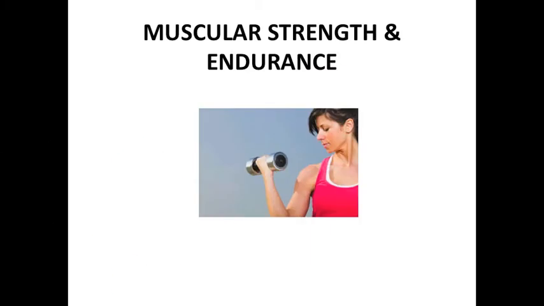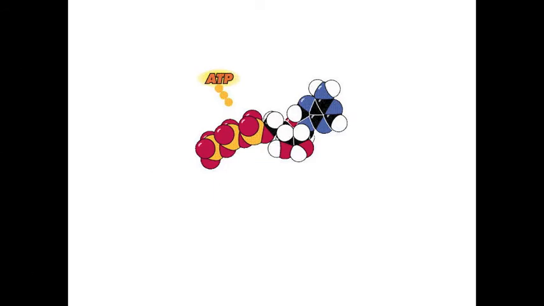Muscular strength and endurance. Anaerobic activity is activity that requires short bursts of energy. Weight-bearing activities such as weightlifting are a type of anaerobic activity that is best for improving and maintaining muscular strength and endurance. Something called ATP that our muscles produce is the predominant source of energy during anaerobic exercise.